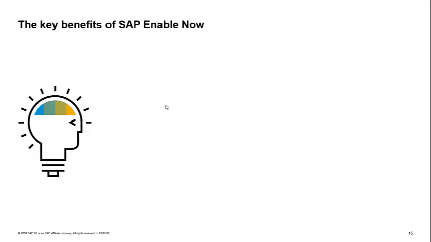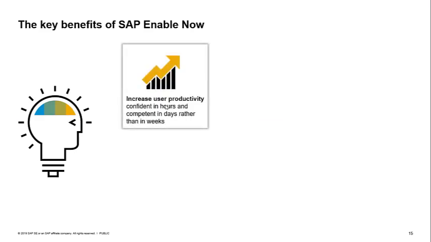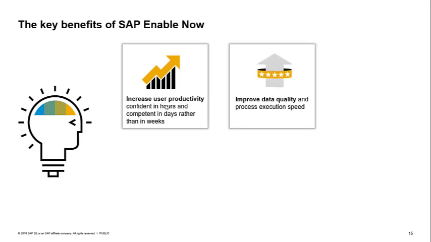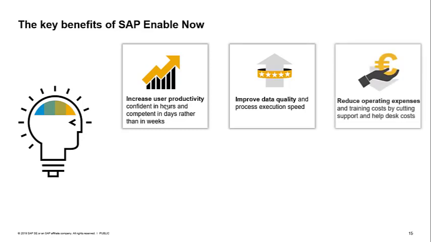Let's go to the conclusion. Now, what is the key benefit of SAP Enable Now? You can increase user productivity quickly and improve data quality and process execution speed because you are helping the user. By utilizing those collaborative features you can quickly create quick recordings, quick videos or HTML5 simulations so that you can help your colleagues and reduce operating expenses and training costs by cutting support and help desk costs. Typically, after go live, you require a lot of resources to support end users who are running into a lot of usability issues. But if you have some simulations and help those people with a quick guide, it will reduce a lot of resources in supporting those users.